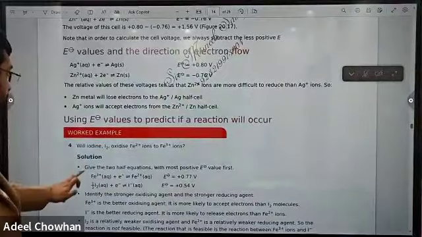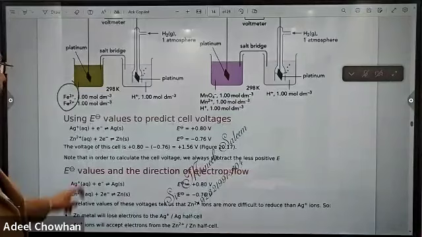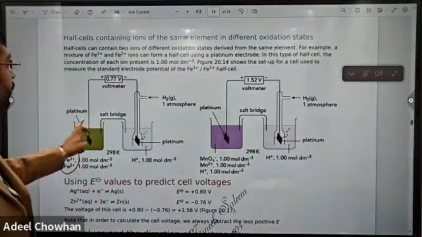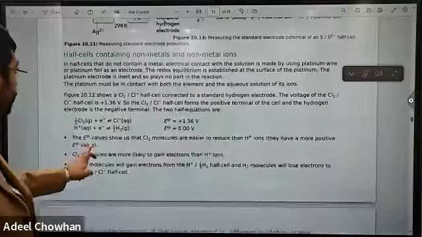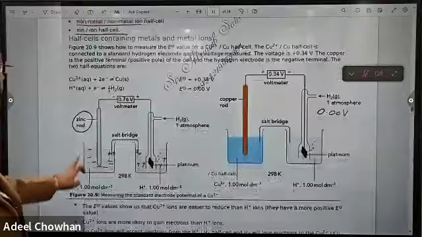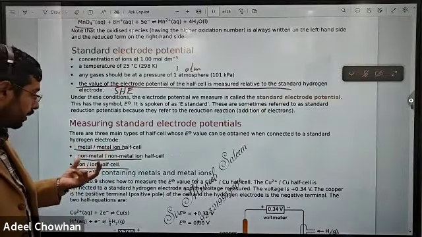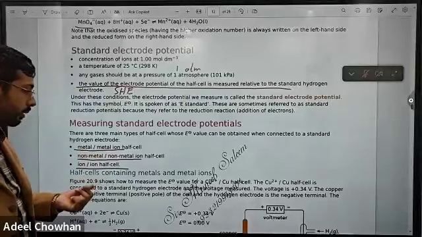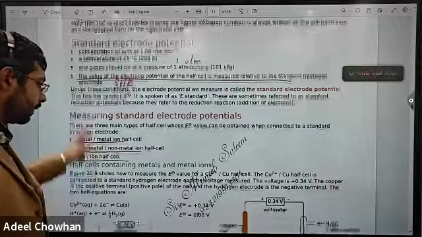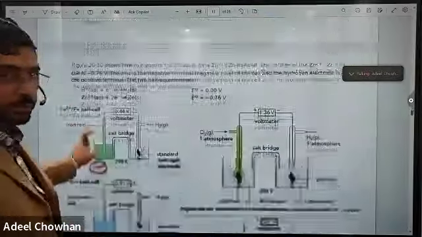Okay, so we did discuss these electrode potential values for different combinations of half cells. We did see the half cells in which these three different combinations were made: the half cell using a metal with its metal ion, the half cell with a non-metal with its non-metal ion, and an ion with another ion half cell. So these are the different combinations depicting those three combinations.